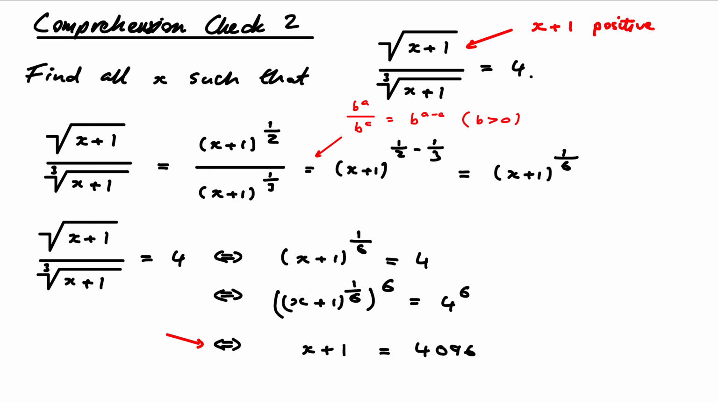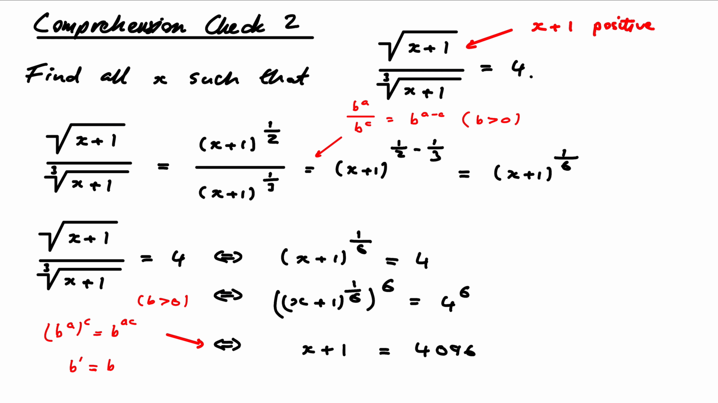The property we're using here is that b to the a, to the power c, is equal to b to the a times c. And again, we're assuming b is positive here, otherwise we could run into all sorts of problems. But it is by assumption, because x plus 1 has to be positive, otherwise this wouldn't make any sense. And I suppose we're also using the fact that b to the 1 is equal to b, if you want to be really strict about it.